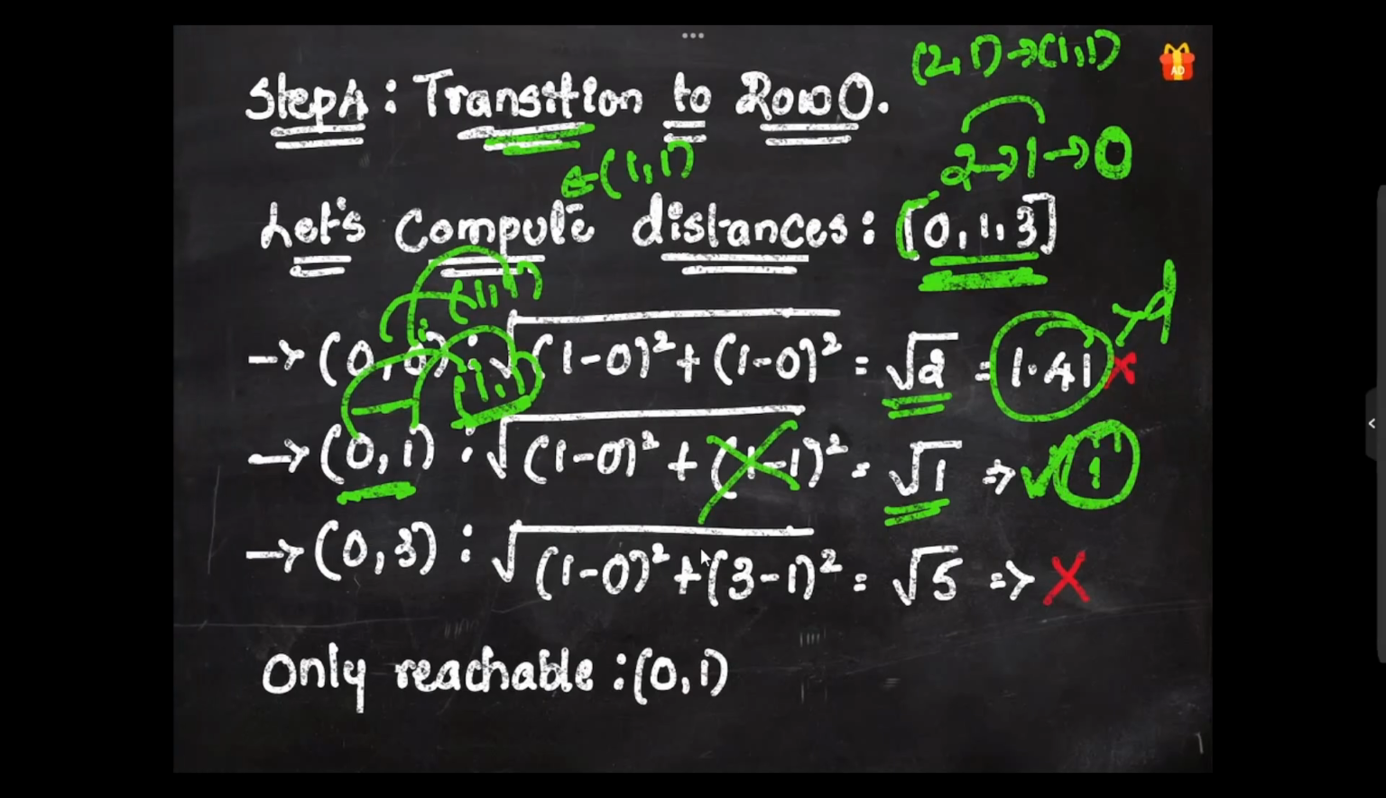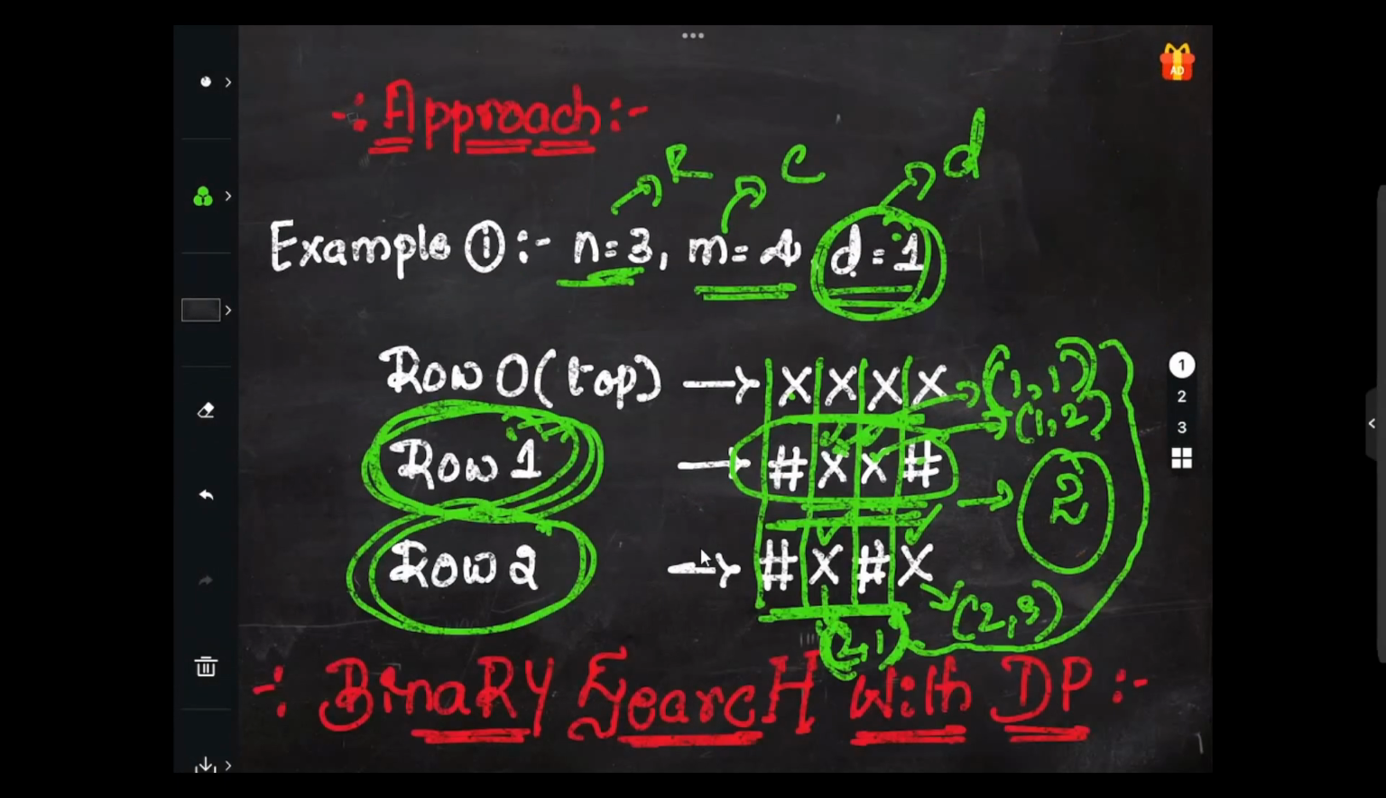So here in row 0, where is X present? Here we have 0 comma 0, 0 comma 1, 0 comma 2 and 0 comma 3. X is present at all the positions, right? X is present everywhere, in all the 4 columns in the first row, right?